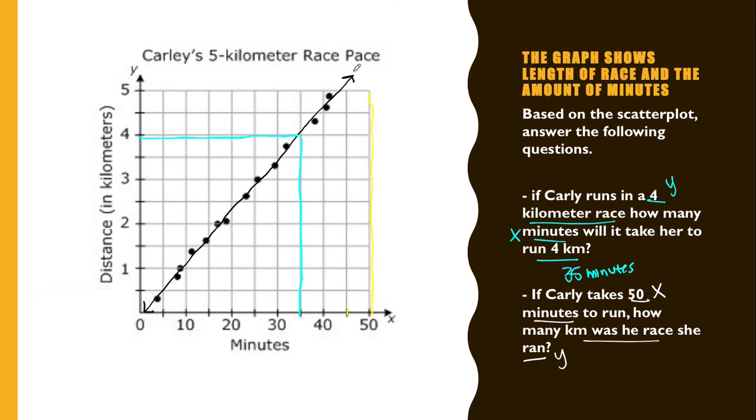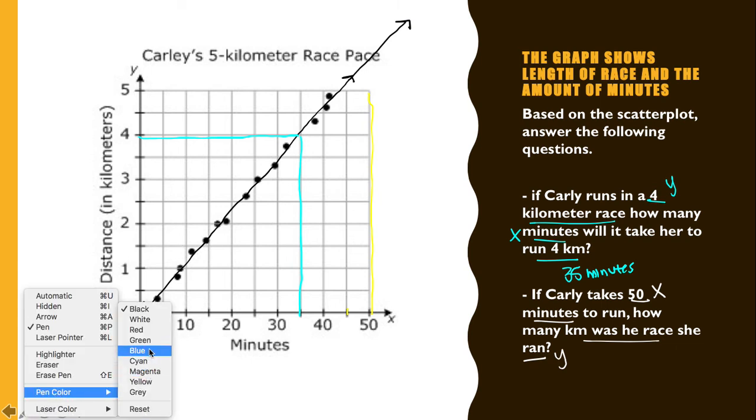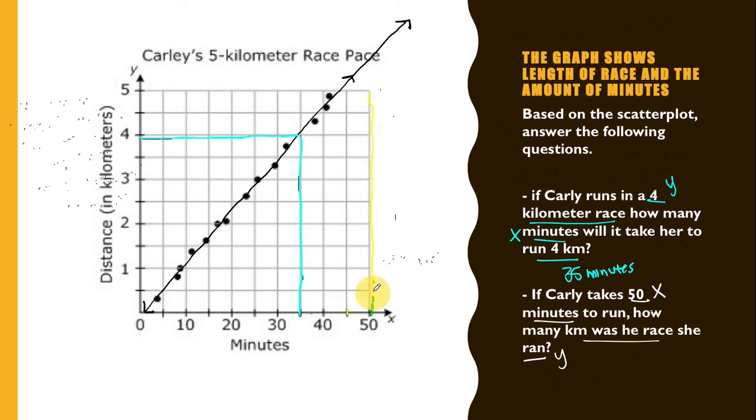Well, then I need to extend my trend line. Keep it going. Go back over here. I'm going to use a different color. I can barely see this yellow. So 50 minutes, followed up. Bam. I hit my trend line.